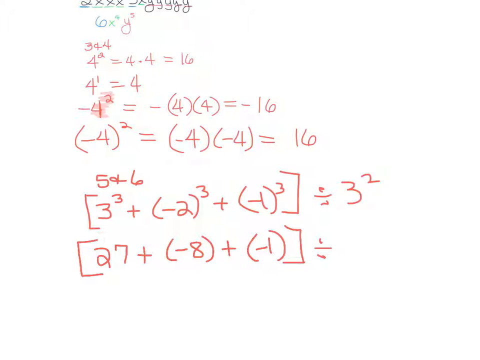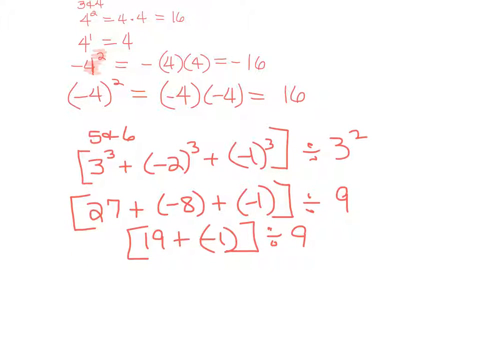So now I put the brackets back. I could go ahead and evaluate the 3 squared. Now I have to add all of my numbers in the bracket. So 27 plus negative 8 is going to give me 19 plus negative 1, divided by 9. Then I'm going to do 19 plus negative 1, and I get 18. And then now I can divide by 9, finally giving me an answer of 2. So you're going to have 2 questions like this where you have to simplify following order of operations.